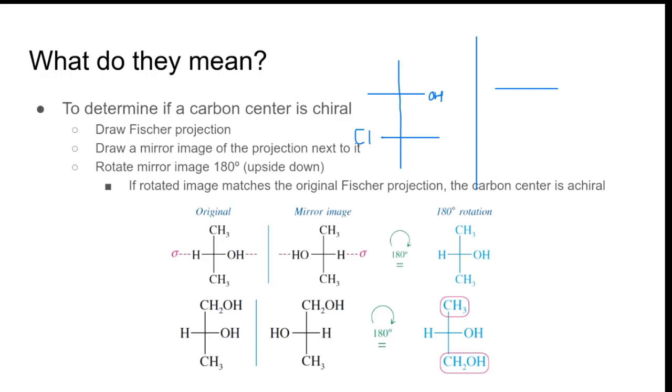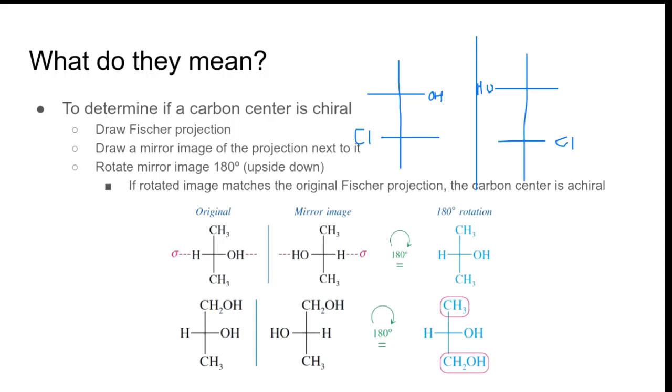For example, if we're looking at the mirror image of this, where we switch every side of everything, this OH goes from the right side to the left. This Cl goes from the left side to the right. Because we're switching everything, that has to be the enantiomer.